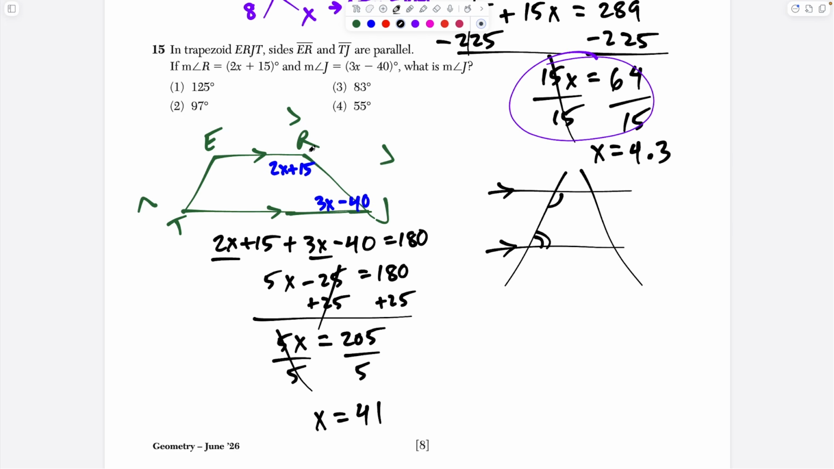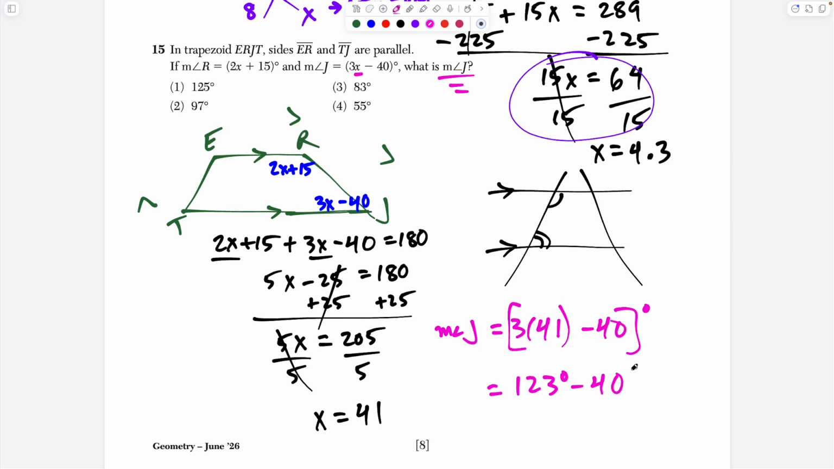Now, they were very polite to not put 41 there as an answer choice, because they're asking us here to solve for the measure of angle J. So we have to plug x back in for the measure of angle J. The measure of angle J is 3 times 41, and then minus 40, and this is all degrees. You could just use a calculator for this part, but if I work this out, that's going to be 123 degrees minus 40 degrees, which works out to 83 degrees. Choice 3 is our answer.